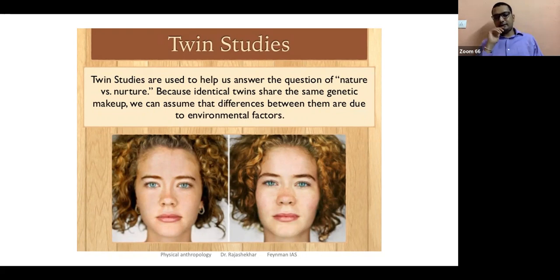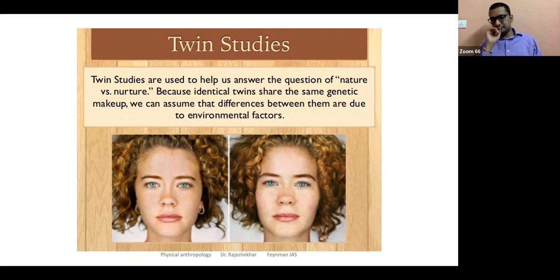Let's say there is a character, intelligence. Both identical twins are intelligent. Or let's say identical twins who have grown up in the same family, but one is intelligent and the other one is less intelligent. What does that mean?